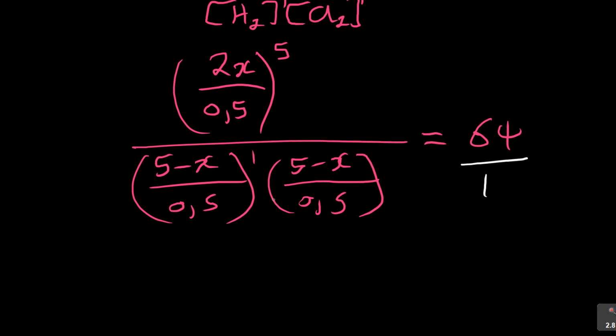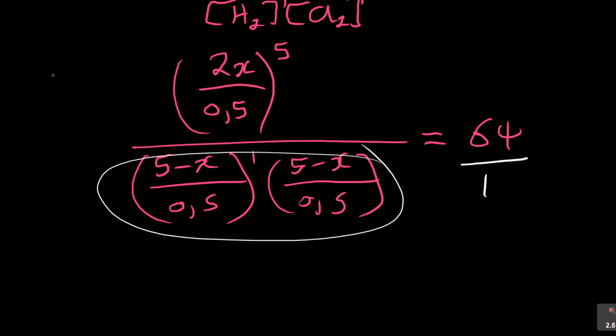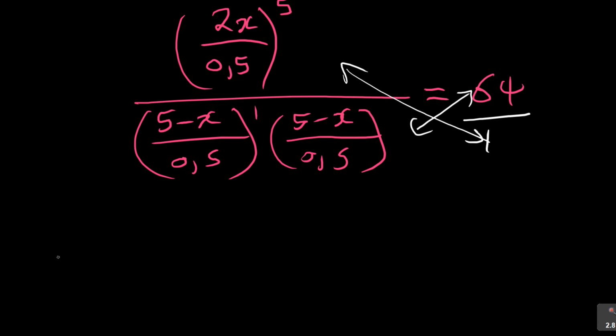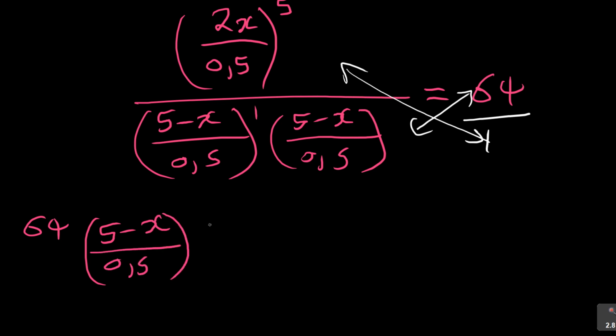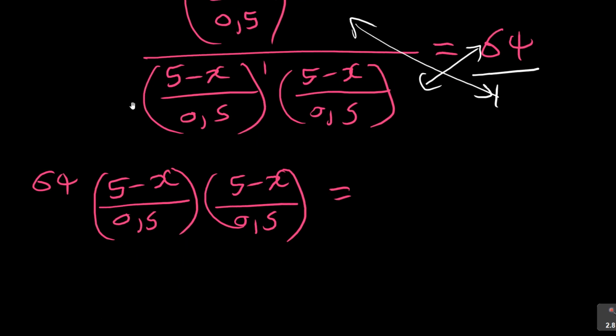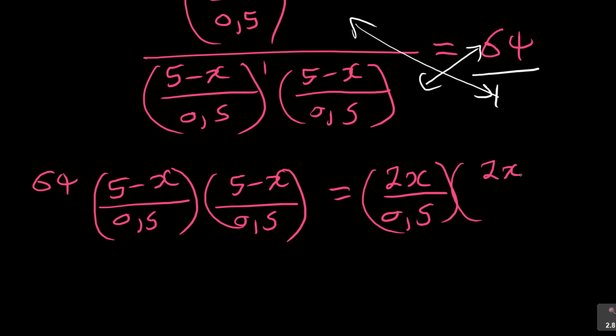If I say over 1, it is the same as multiplying by this thing here, so that you cancel this out. But what you do on the left, you do on the right. It's as good as cross multiplying. What is cross multiplying? 1 multiplies that, 64 multiplies the bottom. So you're going to have 64 by 5 minus x over 0.5, and 5 minus x over 0.5, is equal to 2x over 0.5 squared, and then 2x over 0.5. That's what it means.